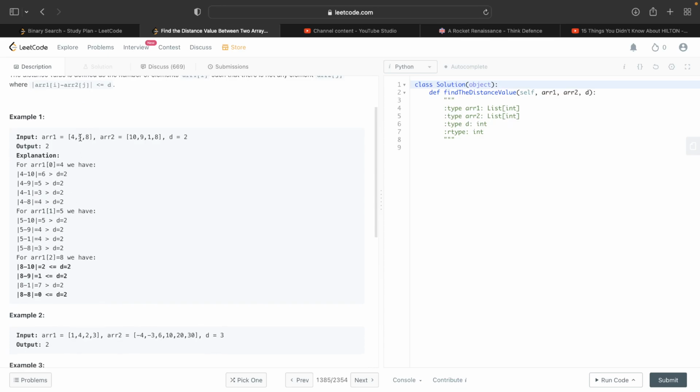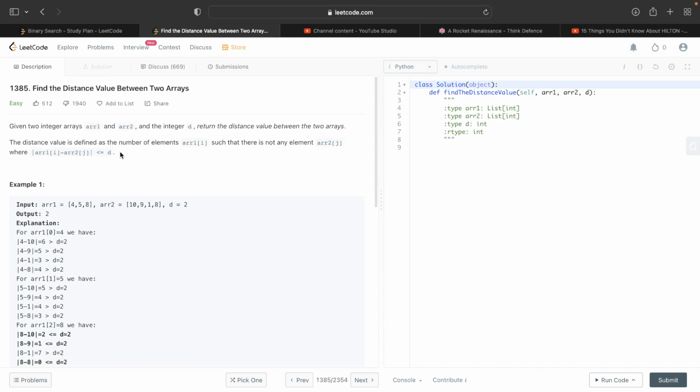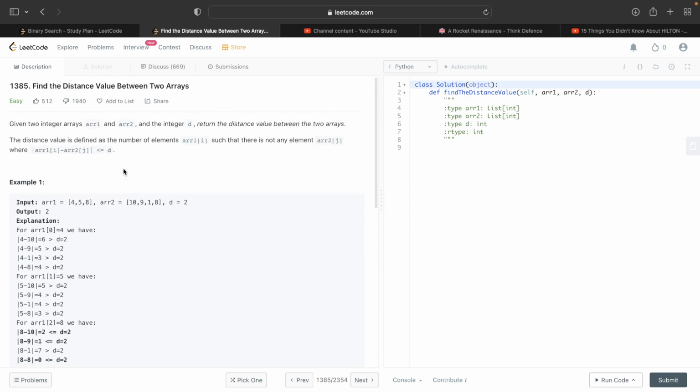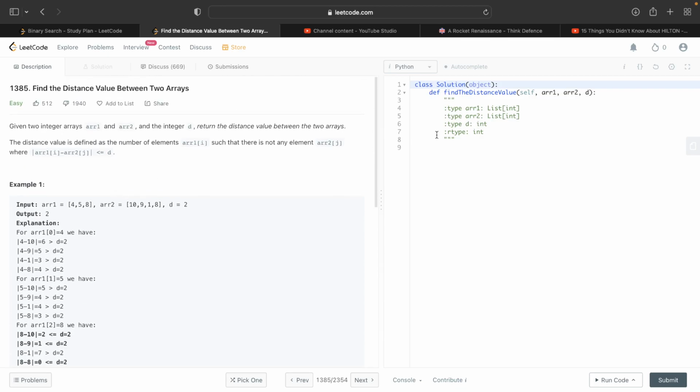5 qualifies as a distance value because, as you can see, they're all greater than 2. 8 does not qualify as a distance value because 2 is equal to 2, which is our d, 1 is less than, and 7, and 0. So you really need to understand what the question is asking. And this took me a while. I read it for like 5 minutes before I understood what they were asking.